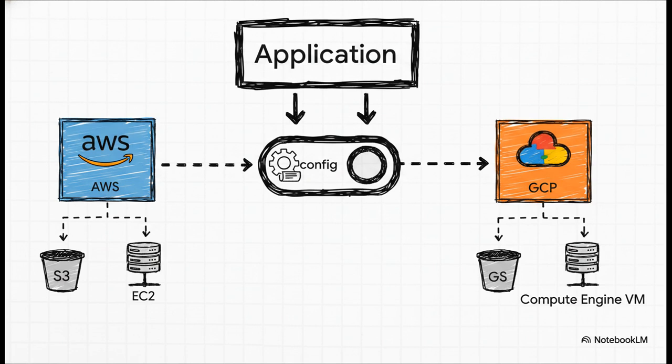And the best part, if you want to switch from AWS to GCP, you don't touch your application code. You just change a single line in a config file at startup. That is incredibly powerful stuff.